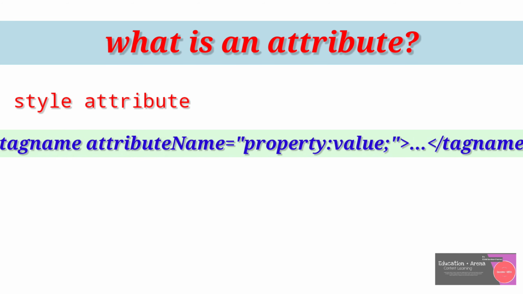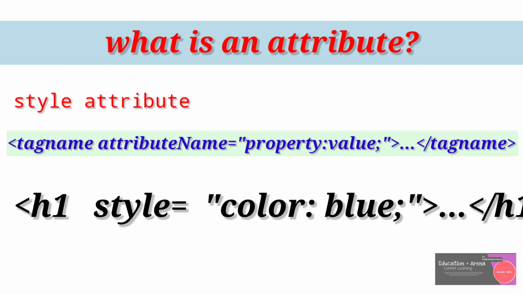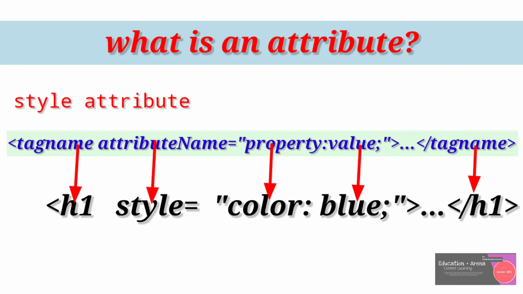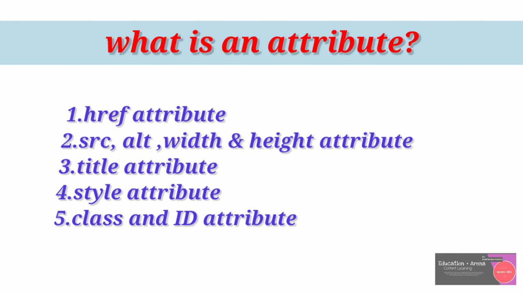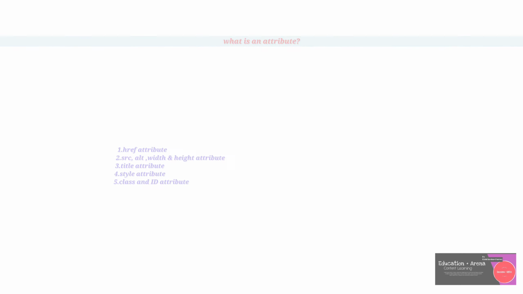But in the case of the style attribute, the syntax will be like this: tag name, attribute name, property, and the value of that property. For example, h1 is my tag name, style is my attribute name, color is my property name, and blue is my property value. Now some of the important and basic attributes are href attribute, source, alt, width and height attribute, title attribute, style attribute, class and id attribute, etc.